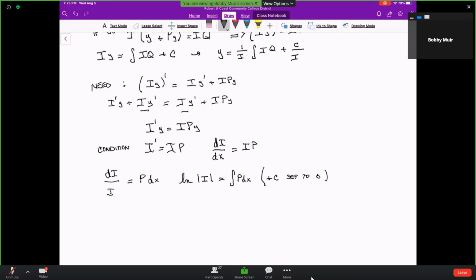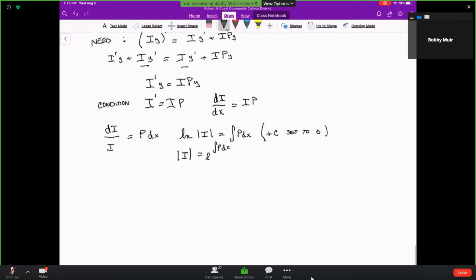All right. We would exponentiate both sides, and this would then be e to the integral of P dx. Okay, so I would be plus or minus. So what we're going to do is we're going to select I to be this e to the integral of the P dx. This is what we call the integrating factor.